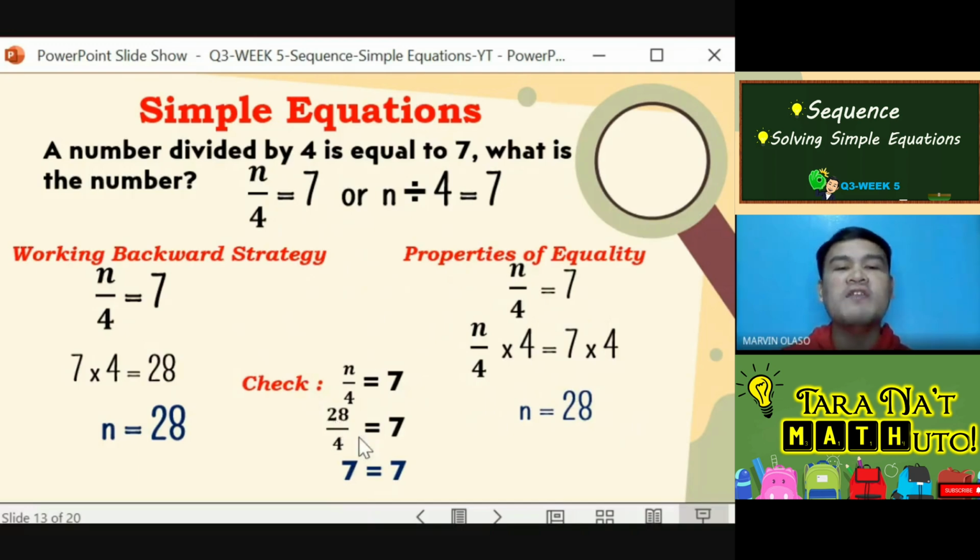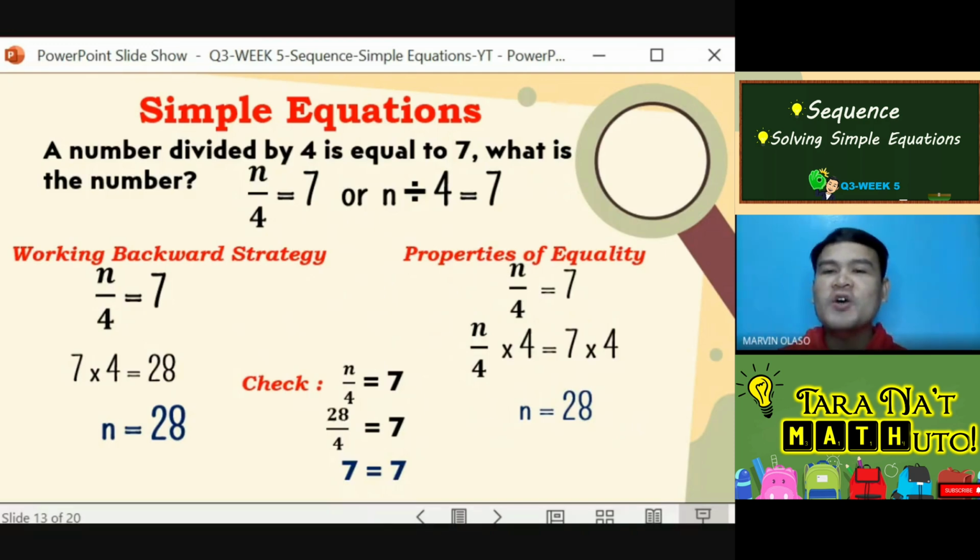So, 28 divided by 4 equals 7. So, 28 divided by 4 is also 7 equals 7. They are equal. That means, ang sagot na 28 ay tama. Ayan. Yan po yung ating mga strategies on how to find the unknown in a simple equation.